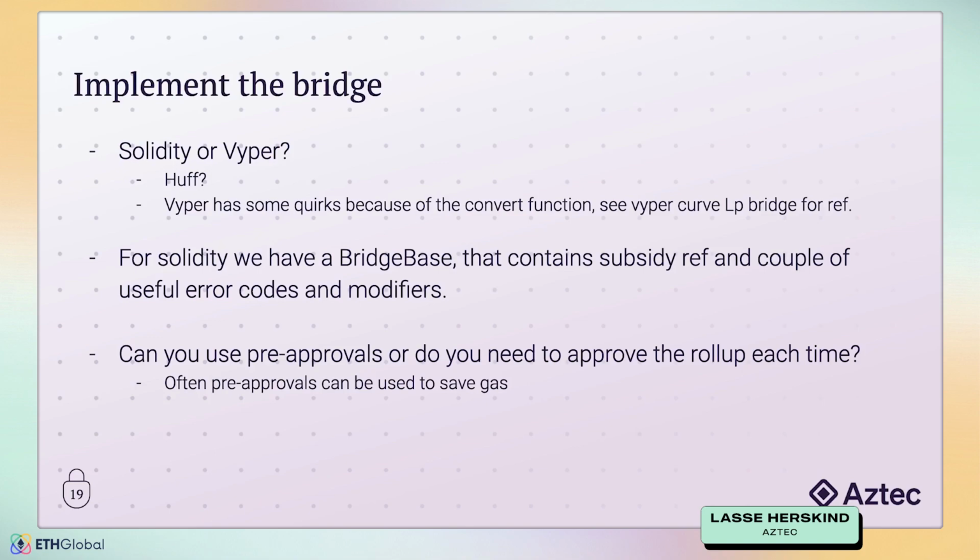For Solidity, we have a bridge base that you can use. It contains some addresses that might be useful for you, such as the subsidy, and also a couple of useful error codes, modifiers, some of this stuff. Then you also need to think about, can you do pre-approvals, or do you need to approve the rollup or other contracts every time? On some bridges, you can do a pre-approval of the rollup to just pull the funds. It will save some gas when you're doing the executions. But on others, if you're listing new assets down the line, you might not be able to do this full pre-approval and need a function to do it later on. But it will save you some gas if this is possible.